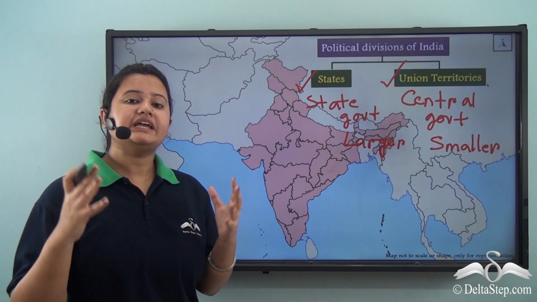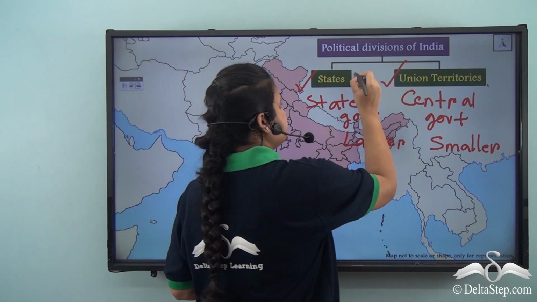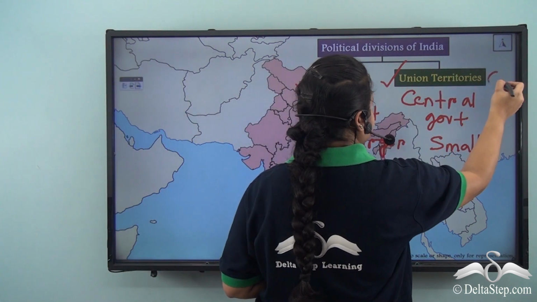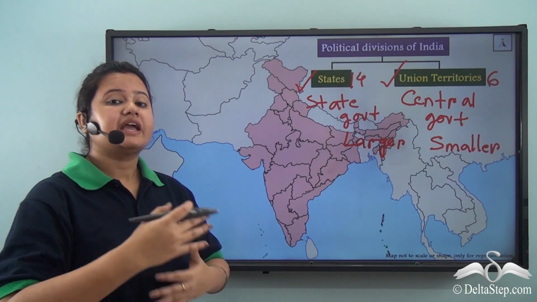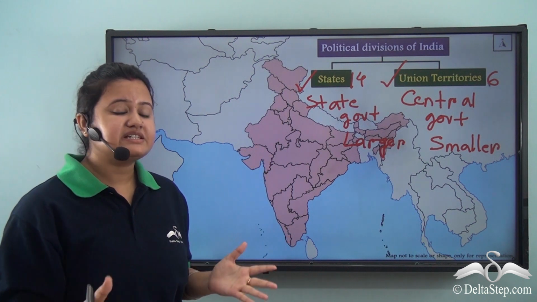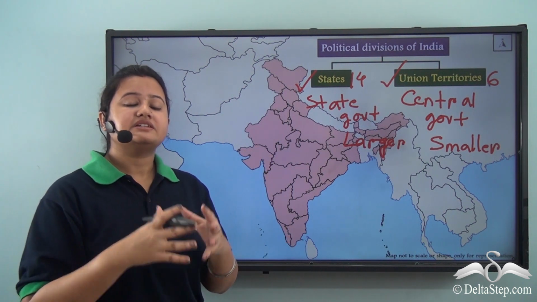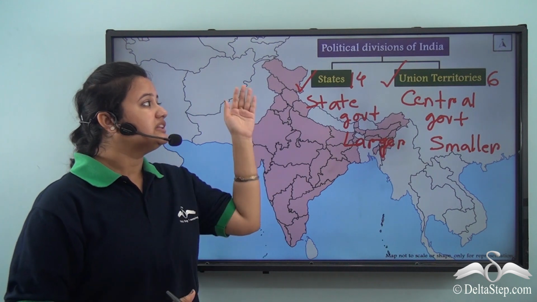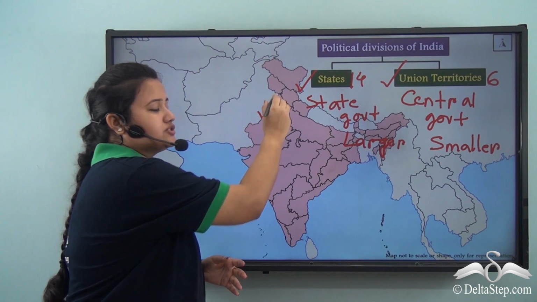Now, initially, independent India began its journey with 14 states and 6 union territories. Since then, the boundaries of states kept on changing, and it is still a continuous process. So now let us discuss in detail the states of India. We shall first start with the northern part of the country.